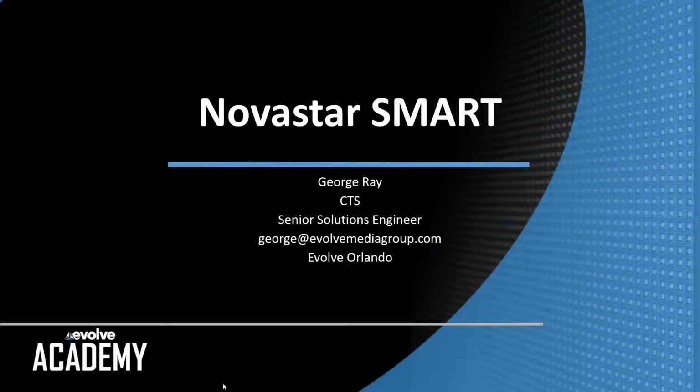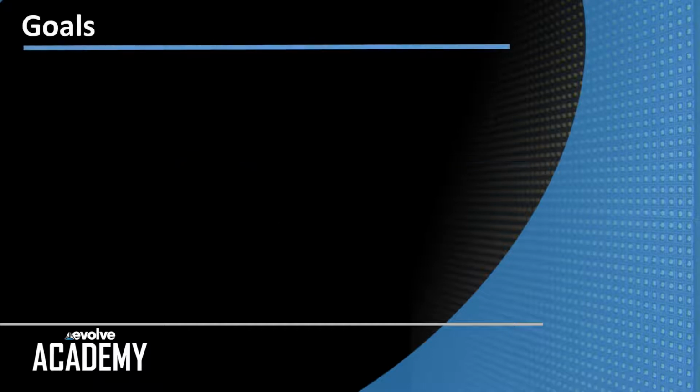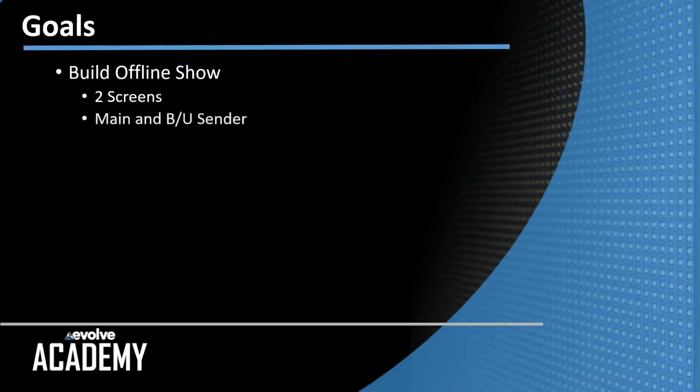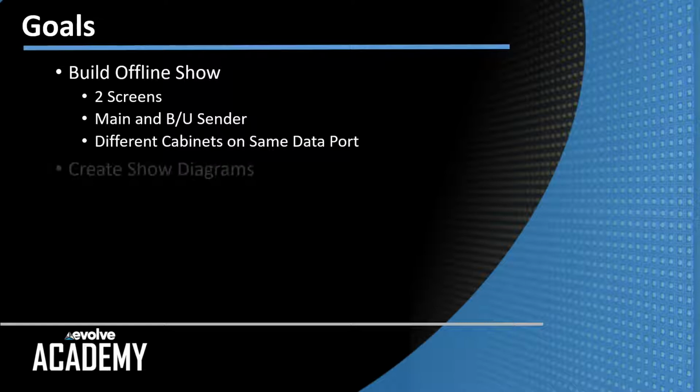This series of videos is going to cover programming Novastar SMART. In this series of videos, we are going to build an offline show. The show will consist of two separate LED screens, a main and a backup sender, and there will be different cabinet types on the same data port on the screens.